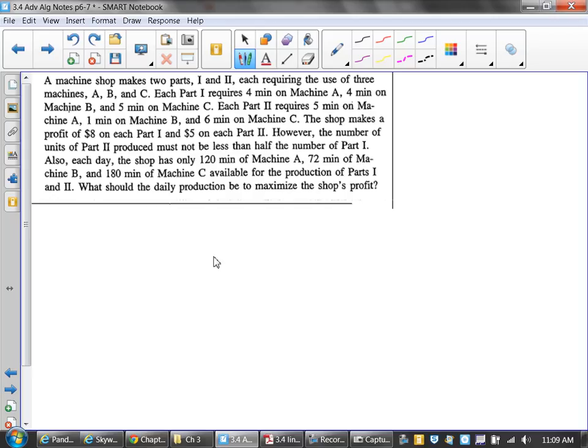I don't know. In this case here, we've got the machine shop. And if you look at the problem itself, it's talking about the time it takes to make all these things, and it talks about profit. So you've got two parts, 1 and 2. It goes through 3 machines, A, B, and C. You know that machine A can't use any more than 120 minutes. Machine B can't use any more than 72 minutes. And machine C can't use any more than 180 minutes. That's just from the problem. You agree so far?